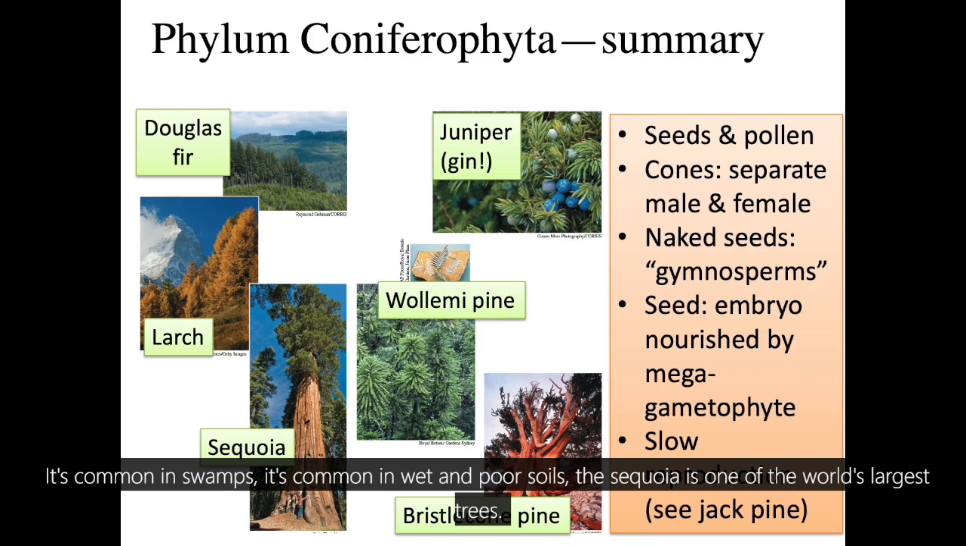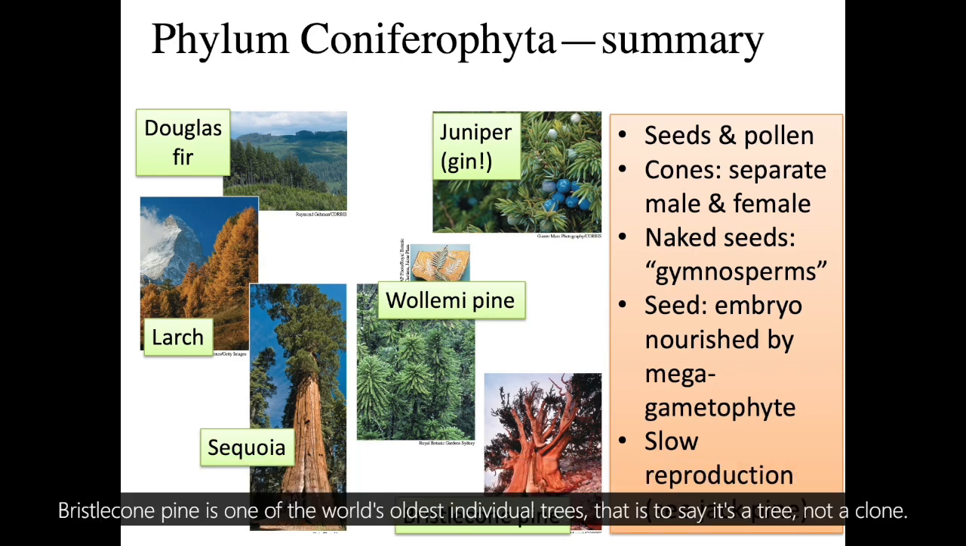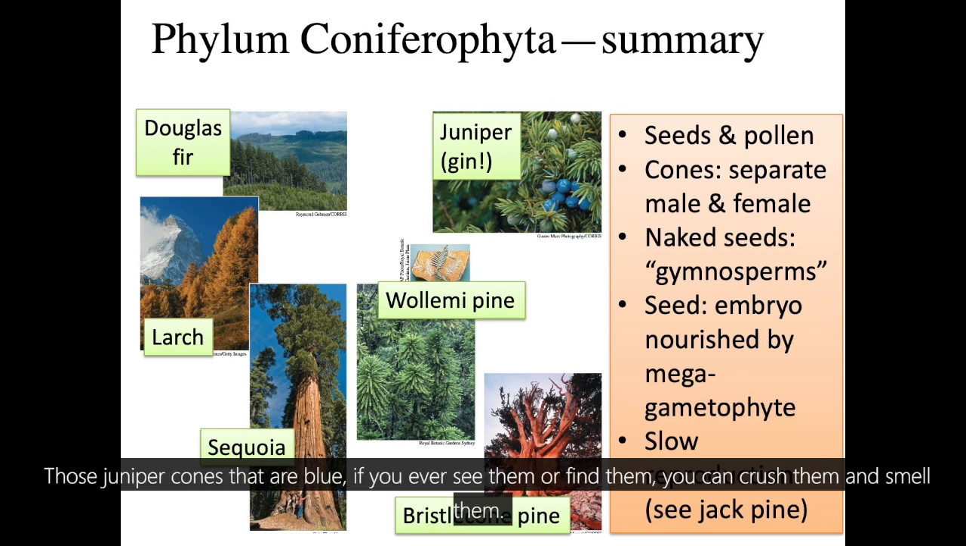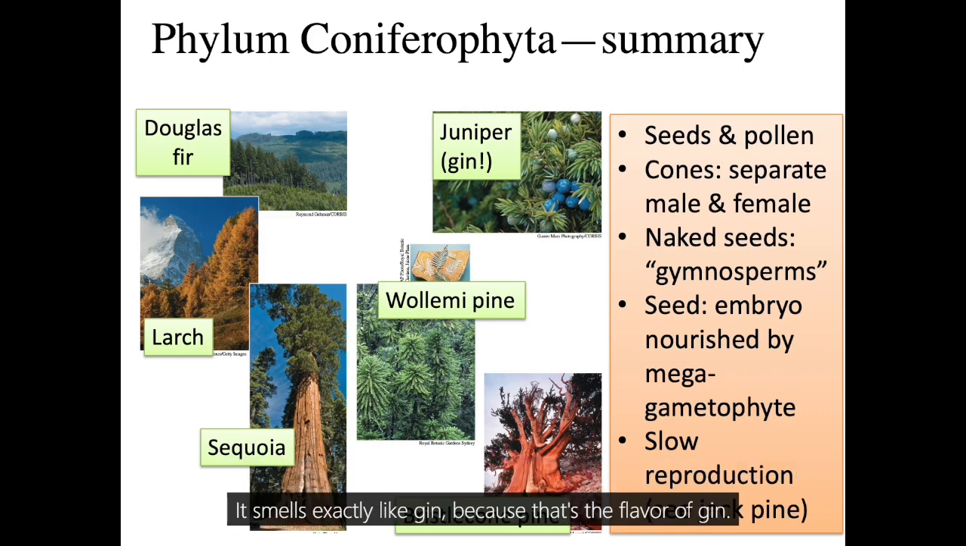The sequoia is one of the world's largest trees. Bristlecone pine is one of the world's oldest individual trees. That is to say, a tree that's not a clone. It's one of the oldest, and individuals have been found that are more than 4,000 years old. Wollemi pine, which was known in the fossil record and then recently discovered, and juniper. Juniper is the source of gin. Those juniper cones that are blue, if you ever see them or find them, you can crush them and smell them. It smells exactly like gin because that's the flavor of gin.